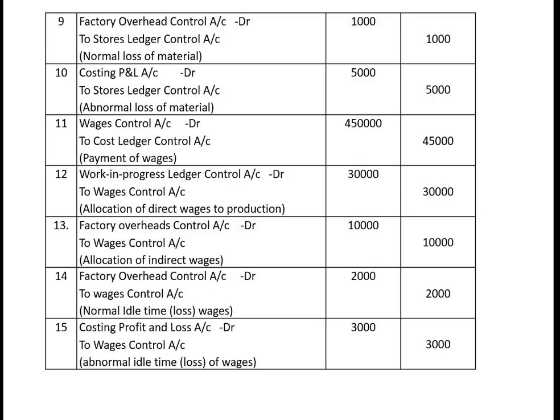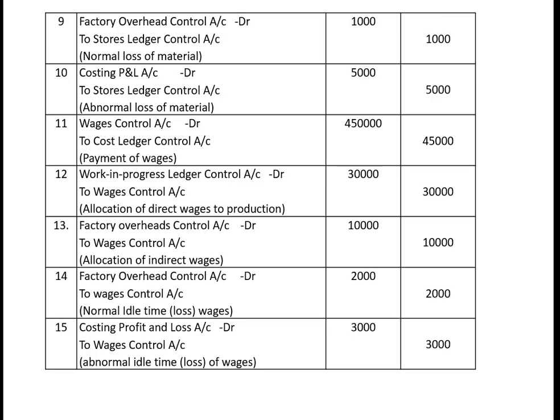Entry number 5 is wages paid. For wages purposes, we know that we prepare wages control account. So in this case, it will be wages control account debit to cost ledger control, because there is no personal account, so no credit of bank or cash account. That's why no cash account is credited. We have prepared cost ledger control account in this case, and it is credited. So wages control account debit 45,000, and cost ledger control account 45,000.